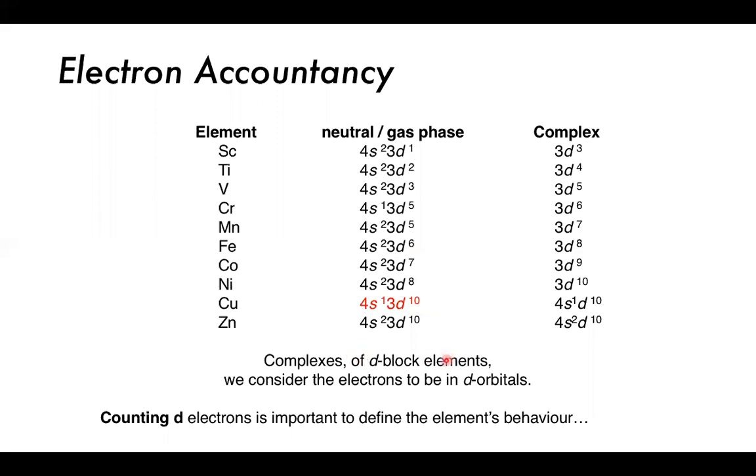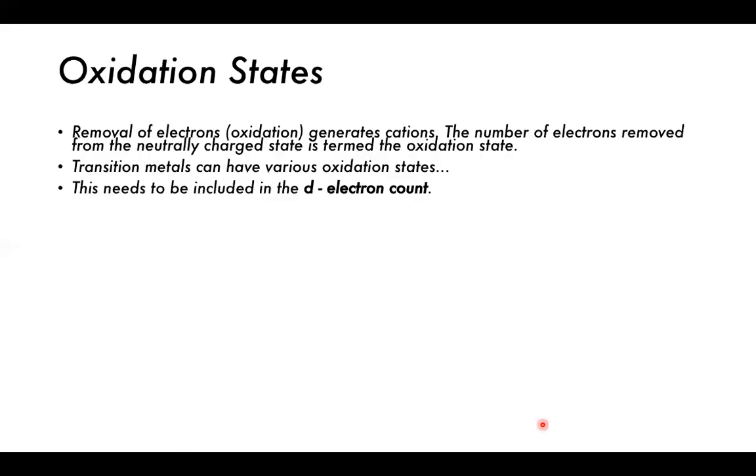So in the complexes of d block elements, we consider the electrons to be in the d orbitals. Typically, that's where they're most exciting. The d electrons are therefore important to define the element's behavior.